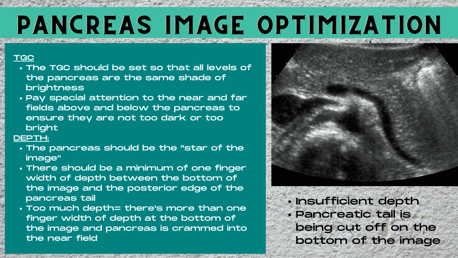When adjusting the depth control, the pancreas should be the star of the image, and there should be a minimum of 1 finger width of depth between the bottom of the image and the posterior edge of the pancreas tail. When there's too much depth, there's more than 1 finger width of depth at the bottom of the image and the pancreas is crammed into the near field. When there's not enough depth, the bottom portion of the pancreatic tail is getting cut off. In this image to the right, there's insufficient depth. The pancreatic tail is being cut off on the bottom of the image.